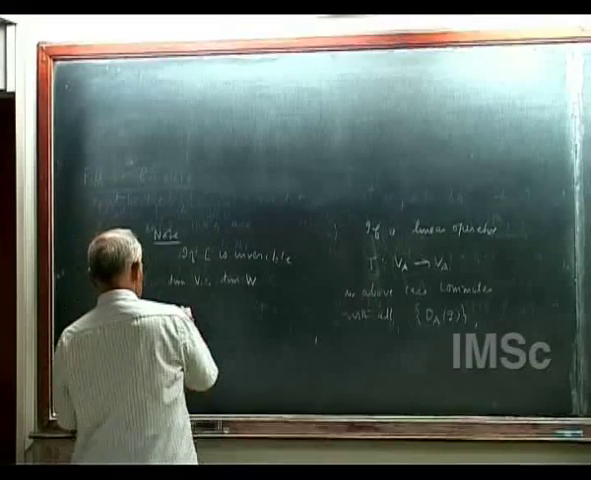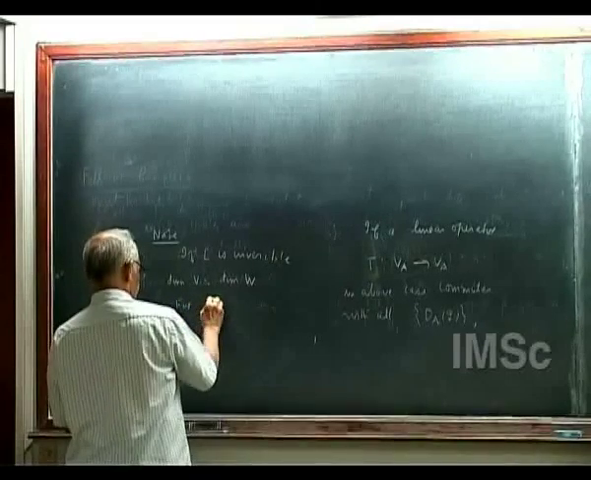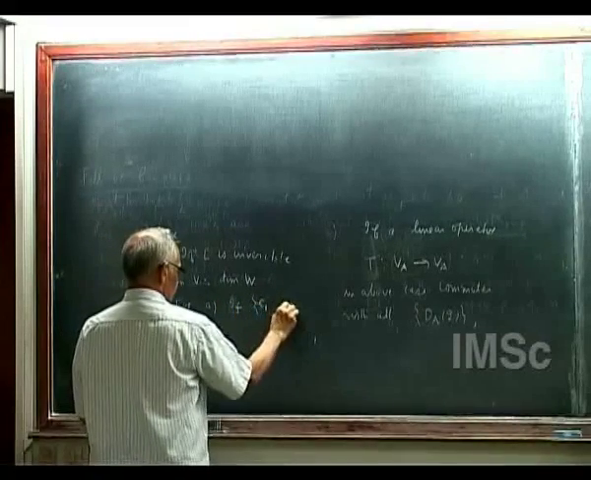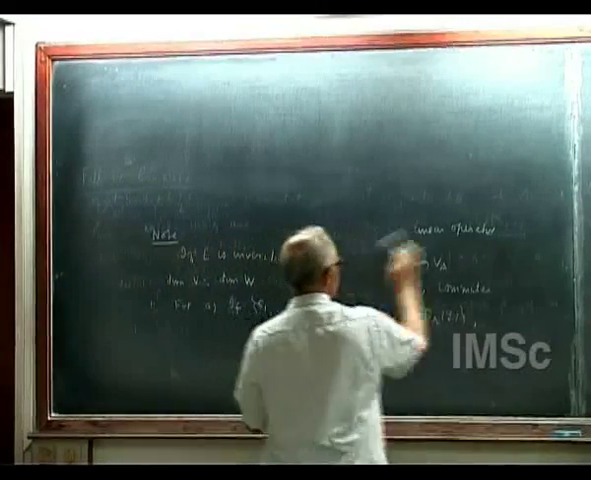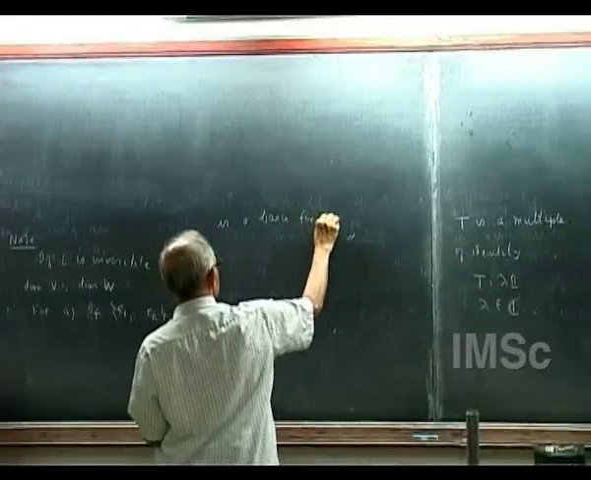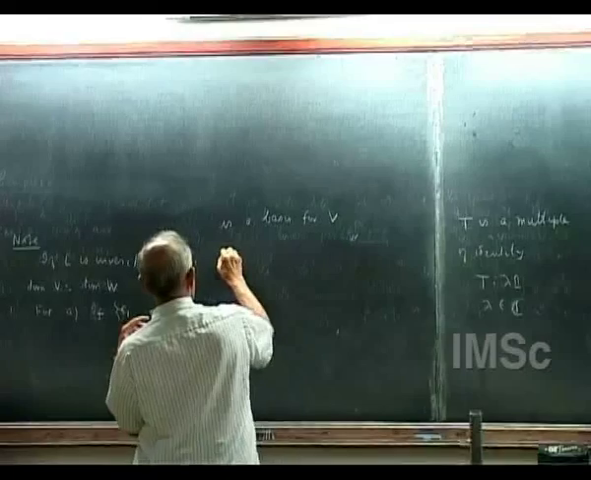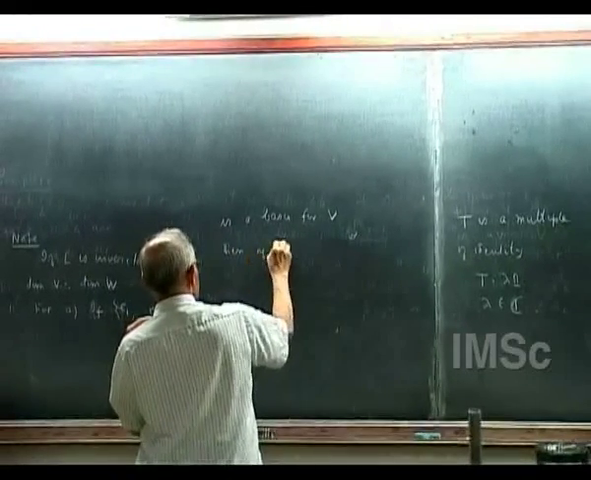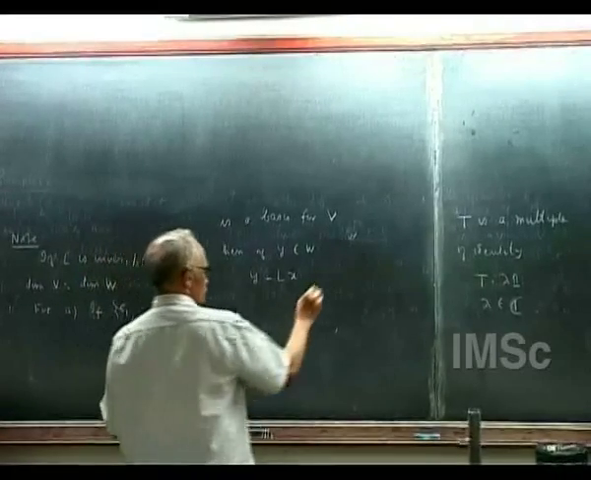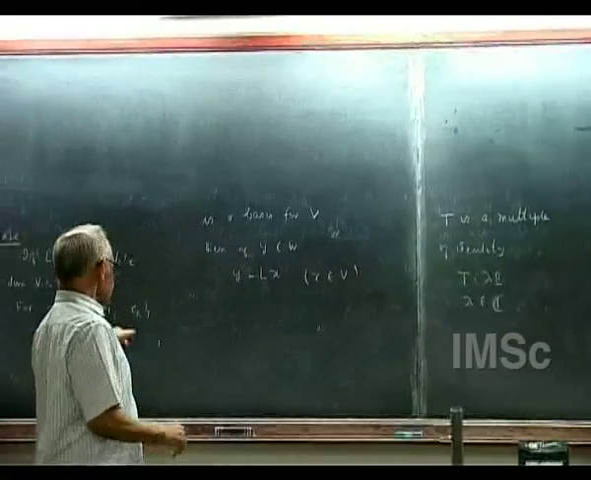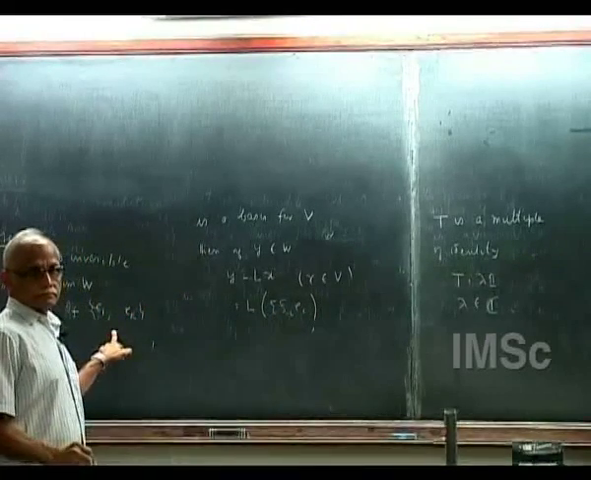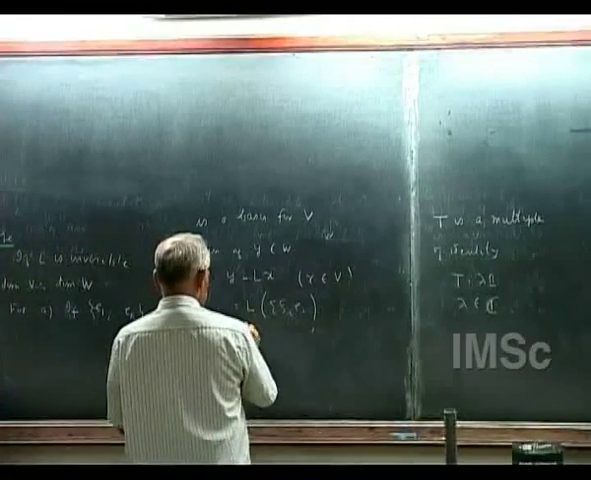We can prove it. Let us say if E1 through Ek is a basis for V, then if y is in W, I can write y as Lx, where x is here, but I can expand x in this basis. So it is L of the summation of psi_i E_i, but this is a linear operator, so it is psi_i L E_i.